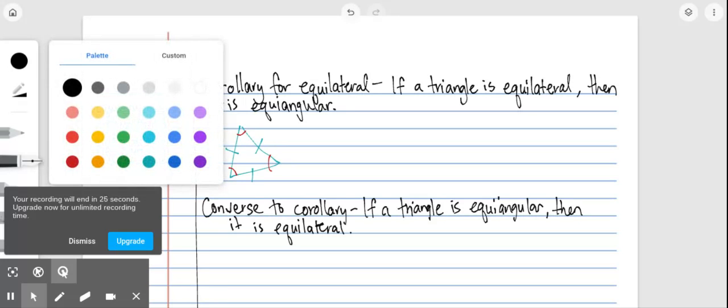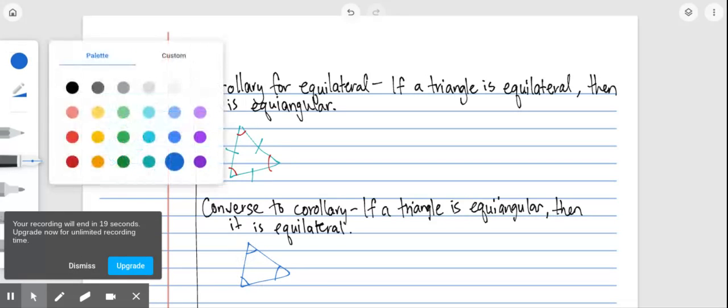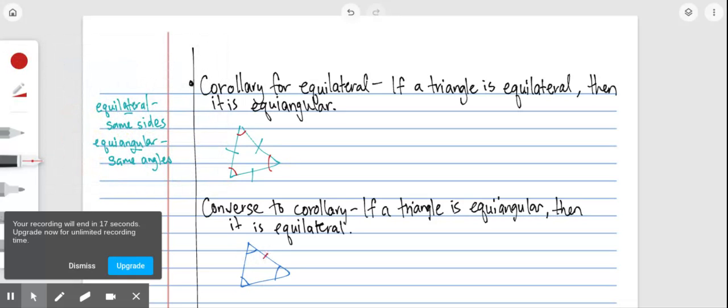So again, quick example. I know that all three of these angles are the same. That means that all three of the sides are also the same. Okay, so those are just statements about equilateral, equiangular, and isosceles triangles.